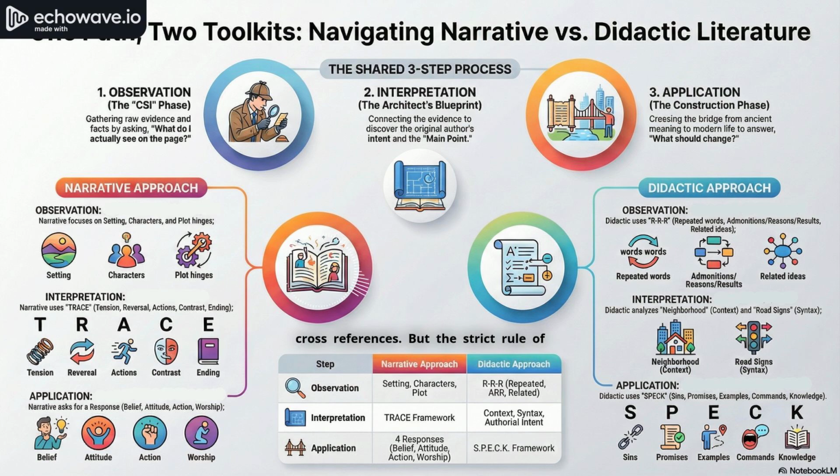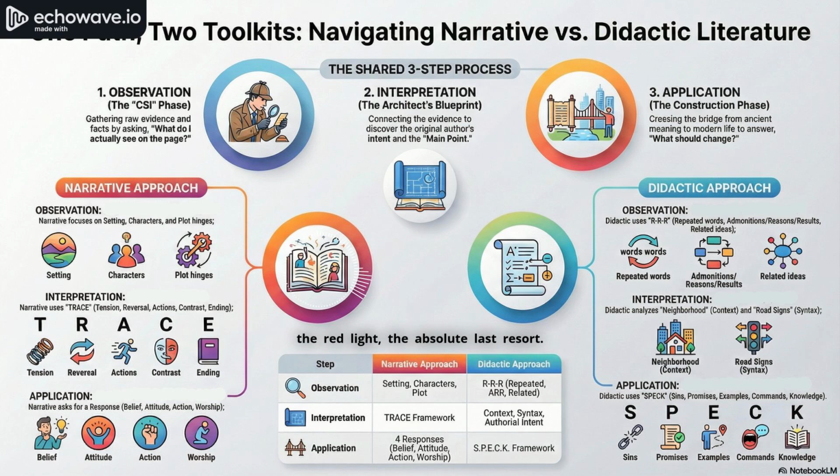But the strict rule of the yellow light is that historical background illuminates the text. It never controls the text. Like, knowing the ancient Near Eastern geography of Syria is helpful context for Naaman's journey, but it shouldn't override the plain meaning of the narrative in front of you. Exactly. The text is always king.